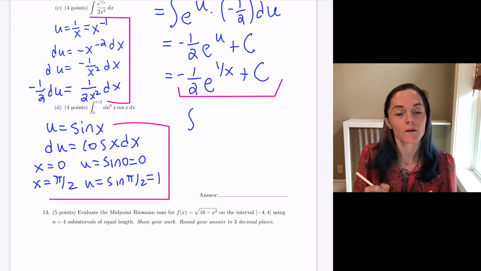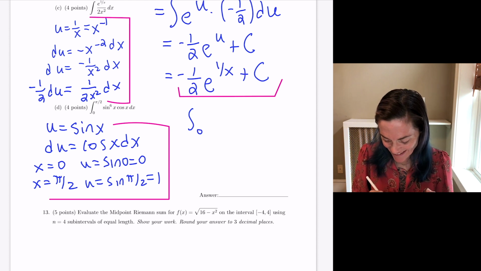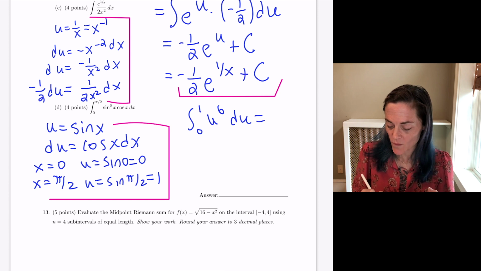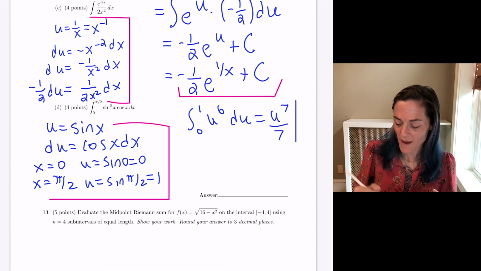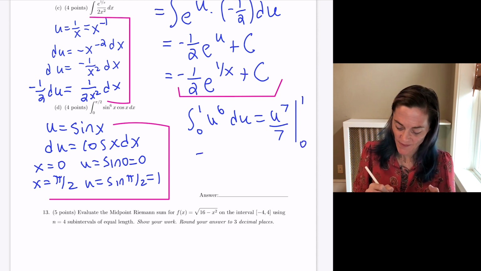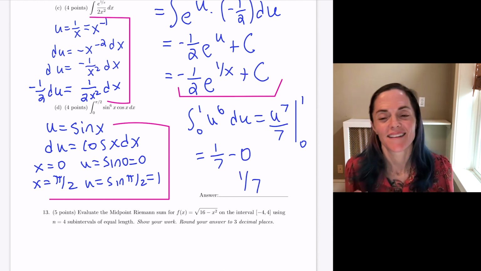Now all of this goes in my substitution box. We have an integral. Look how nice this is. From 0 to 1 of u to the 6th du. So we add a power, divide by the higher power. We evaluate between 0 and 1. We get 1/7 minus 0, which is 1 over 7.